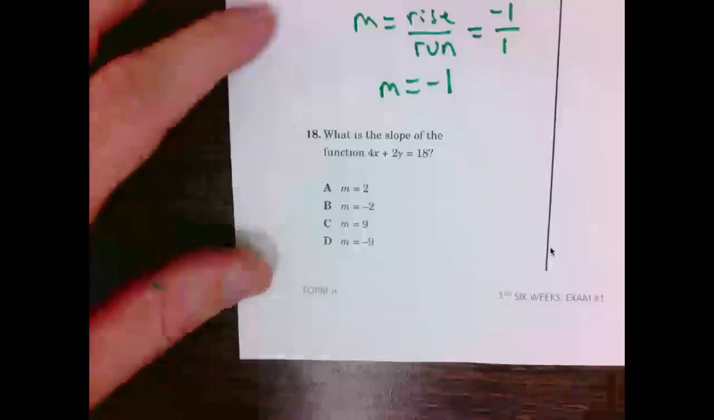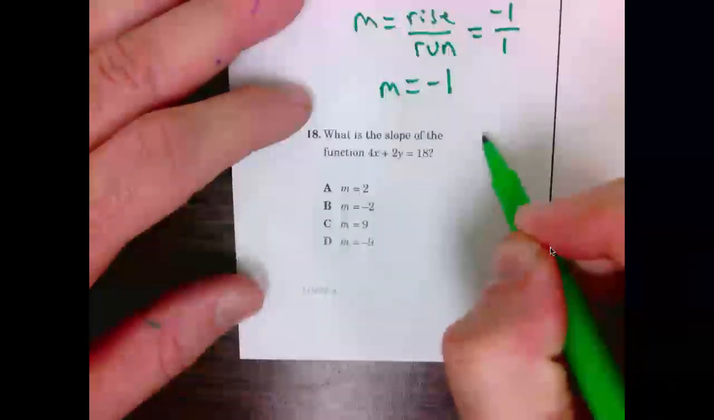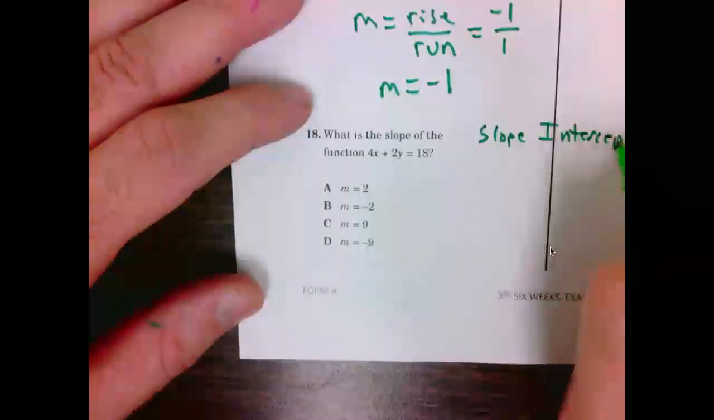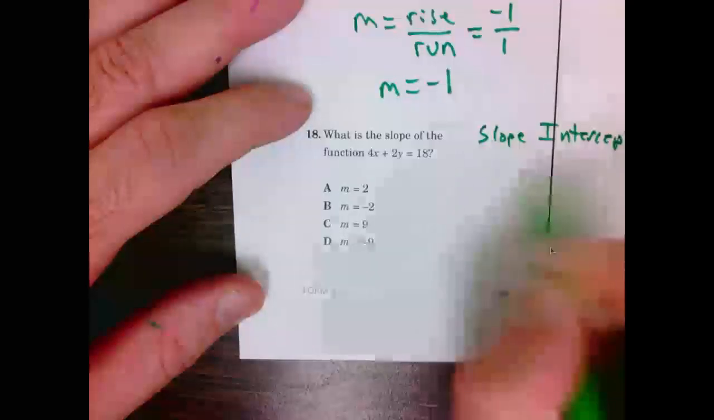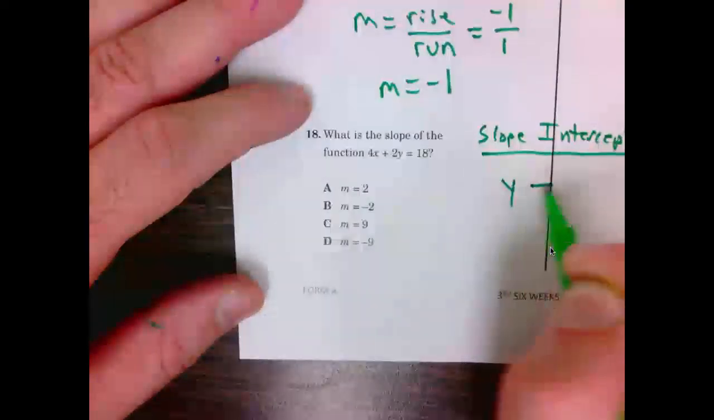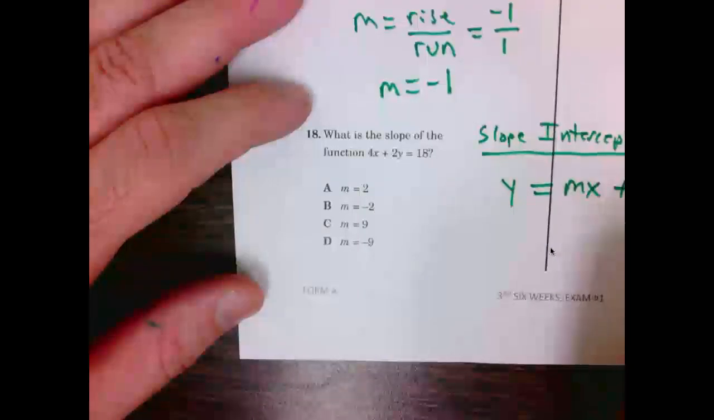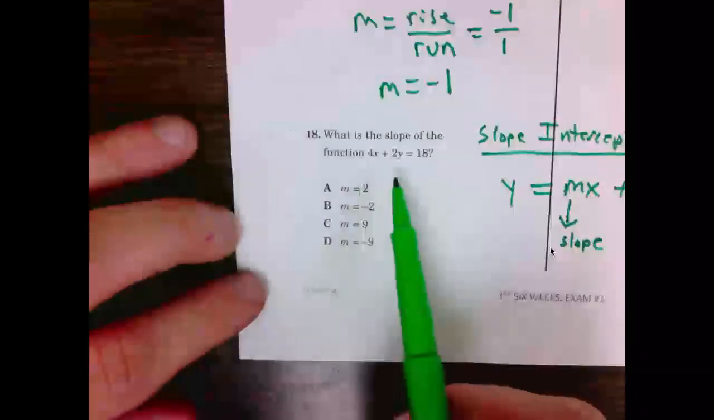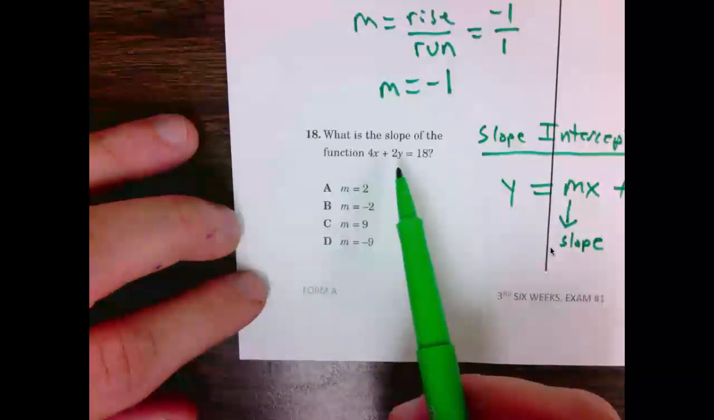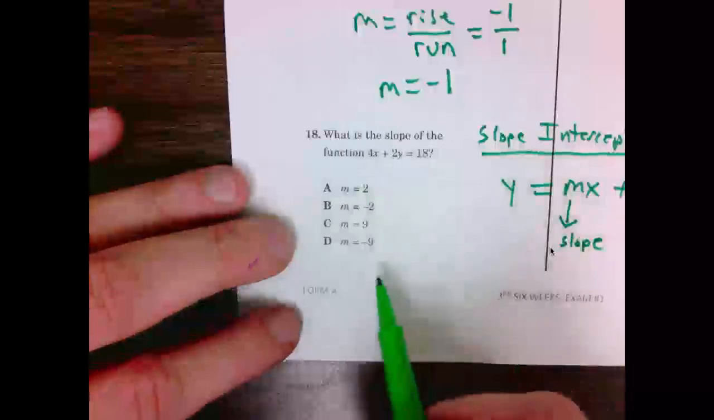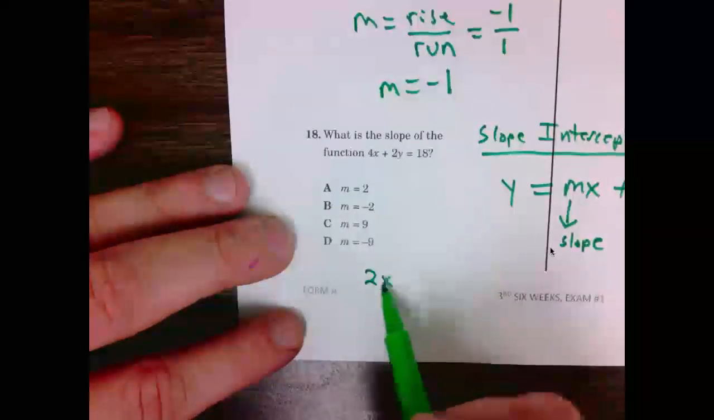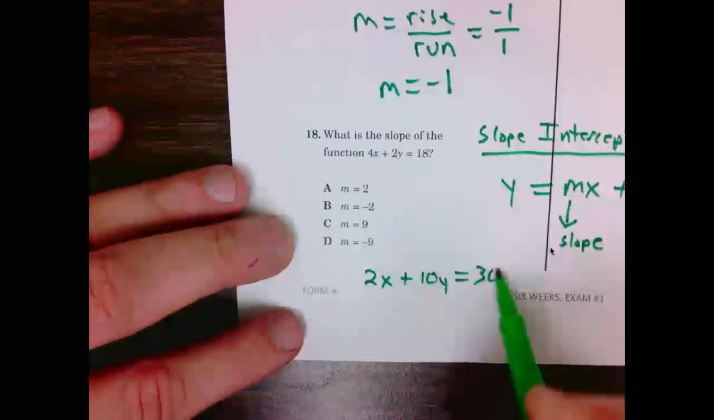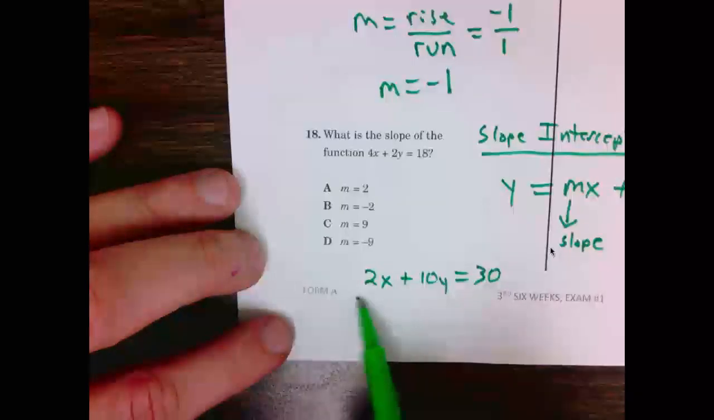Problem 18. What is the slope of the function? Well, we know slope-intercept form is y equals mx plus b. Slope is the coefficient of x. Therefore, what we need to do is solve for y. I'm going to do one like this one. As a reminder, let's say we had 2x plus 10y is 30. Solving for y, I would first subtract 2x on both sides.